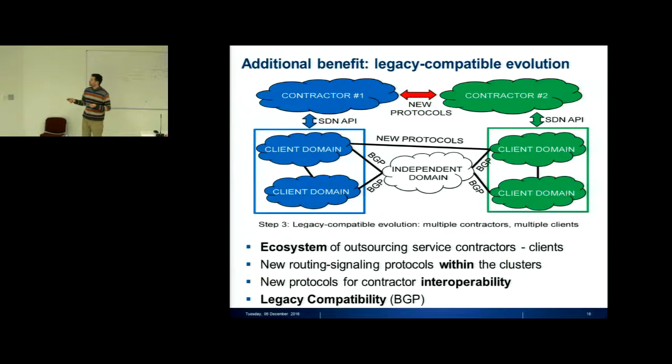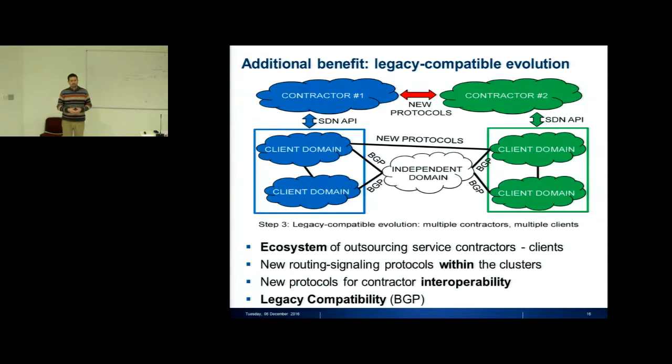Also, this builds what is called an economy of scale. Economy of scale is basically when the cost of your service per unit drops with the number of units you have. That's what an economy of scale is. The units here are the clients.